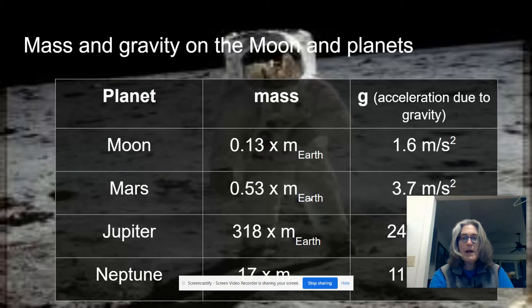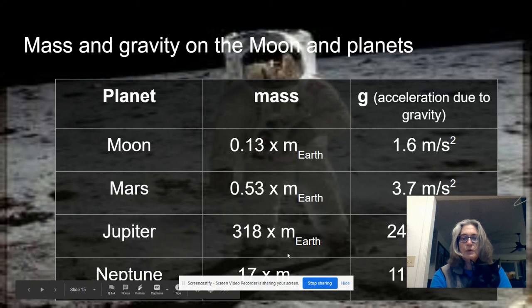Mars has more mass than the moon, not as much as Earth. It's got about half as much mass as Earth. And the acceleration due to gravity on Mars is about 3.7 meters per second squared. Jupiter is a big, massive planet. They call it a gas giant. It's 318 times as much mass as the Earth. The acceleration of gravity is about 24.5, I think, meters per second squared. So not quite 3 times as strong as it is here. You would not be bunny hopping on Jupiter.